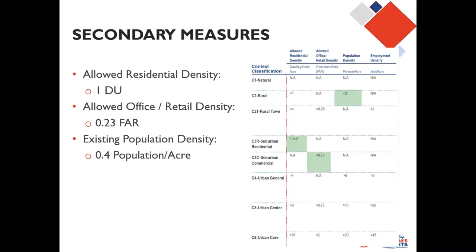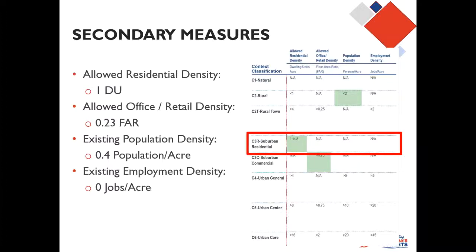Our existing population density is very low. It's 0.4 persons per acre. That actually gets us down into the rural category. There's 0 jobs per acre in this condition. Based on the distinguishing characteristics and looking at these secondary measures, this allowed residential density is really what we have to go on, and it's telling us that this is a C3R suburban residential condition.